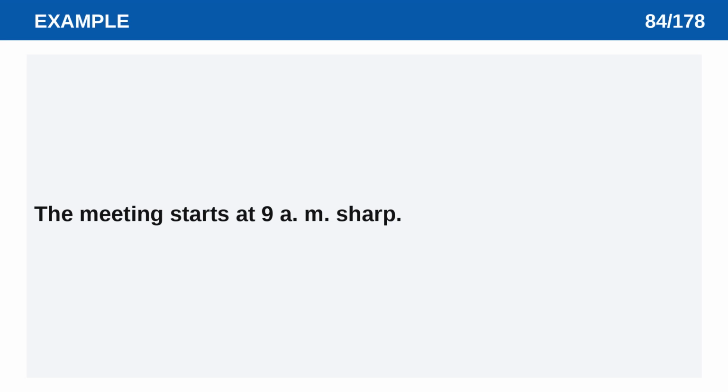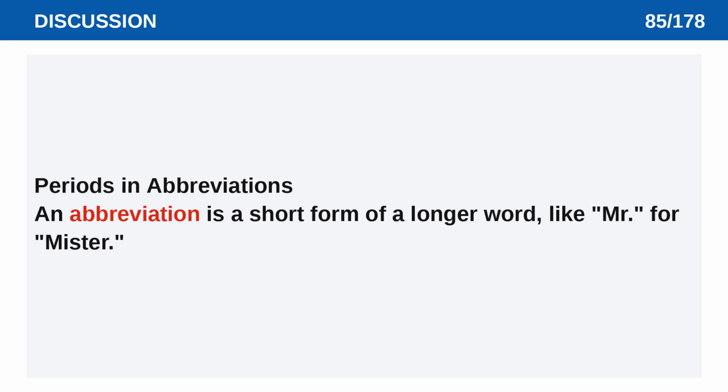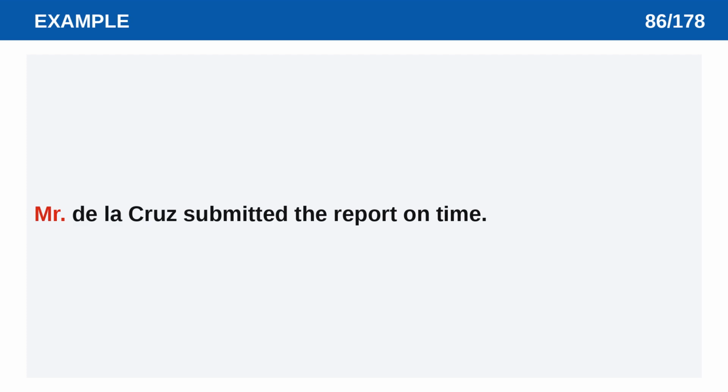The meeting starts at 9 a.m. sharp. Notice the small dot at the very end. That dot is the period. The period has a second job too. We also use it after most abbreviations, which are short forms of longer words, like Mr. for Mister. Mr. de la Cruz submitted the report on time. Notice Mister is shortened to Mr., followed by a period.